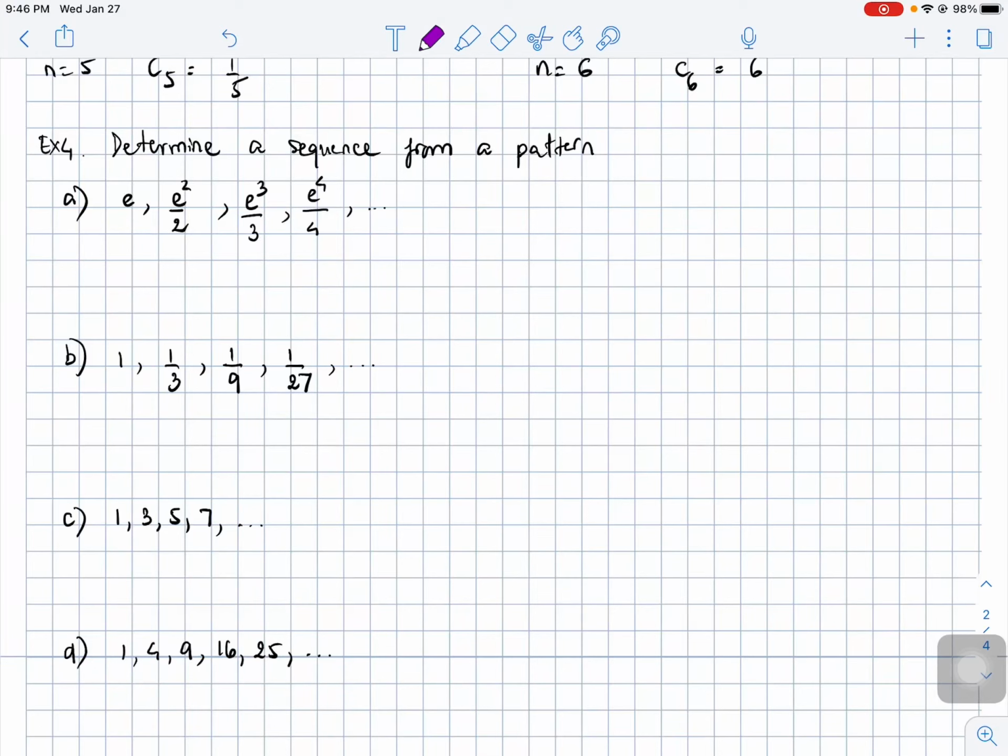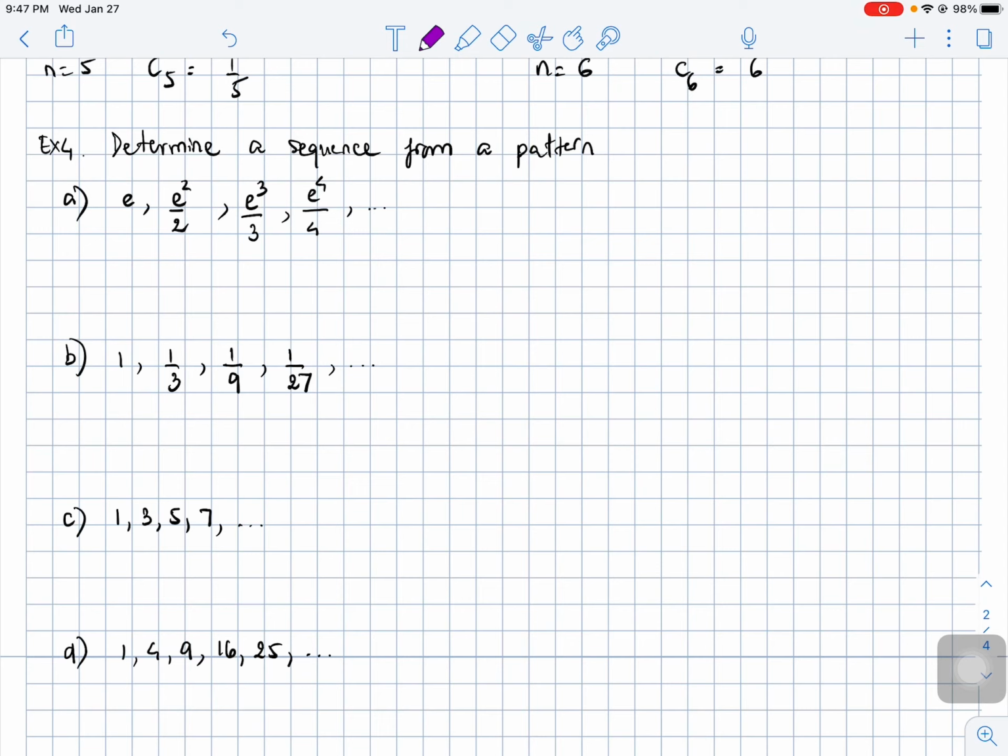Example number 4, determine a sequence from a pattern. So in this example, they give us the first few terms and we need to find the sequence. This example is the opposite of example number 3 and number 2, when we have a sequence and we find the first few terms.